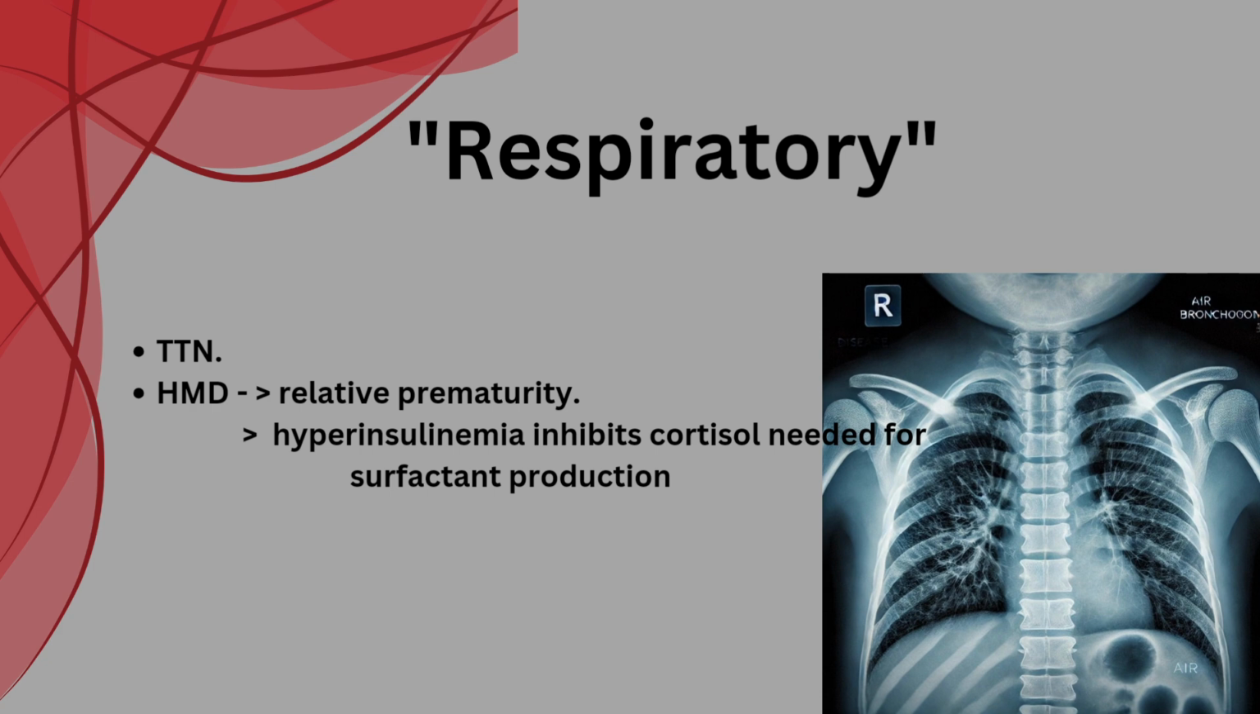The second respiratory system cause of respiratory distress in this patient might be HMD. As I've mentioned in the last video, even though these patients are usually large for gestational age, they are relatively premature. They are large because of the anabolic effects of the insulin. So if it is a premature baby, it means these patients can have premature complications of the respiratory system like HMD. So they can have surfactant deficiency that any preterm baby might have, causing HMD.